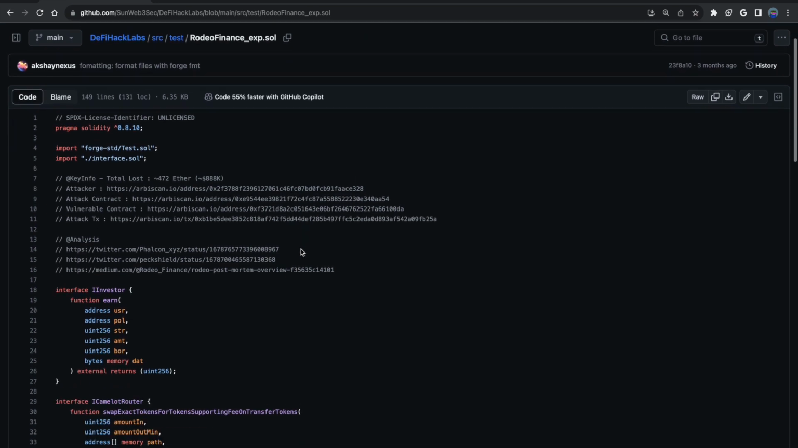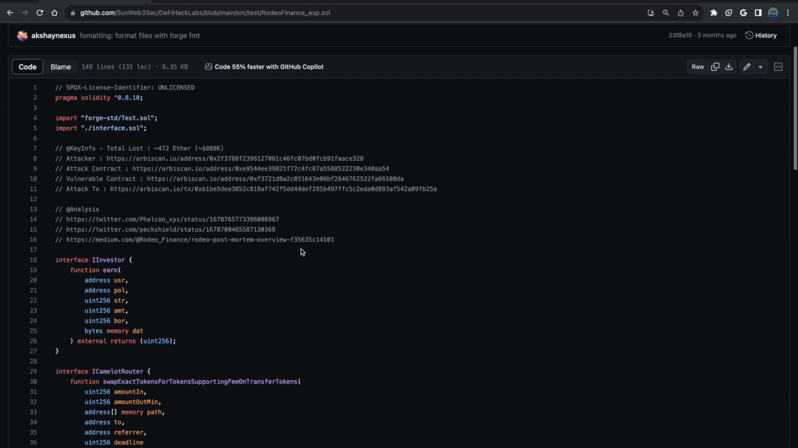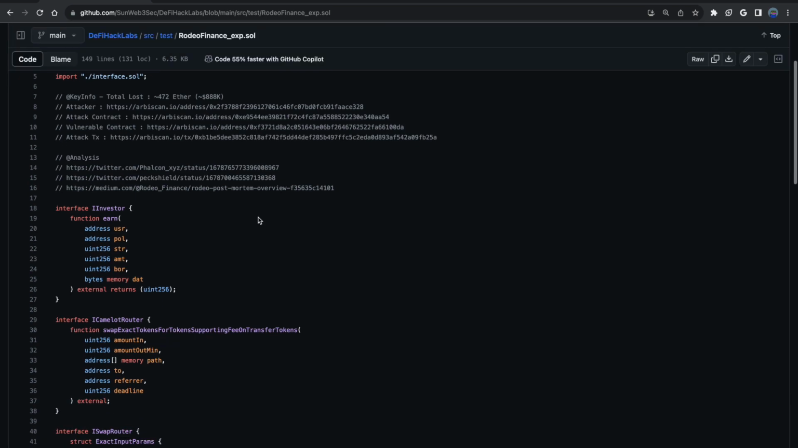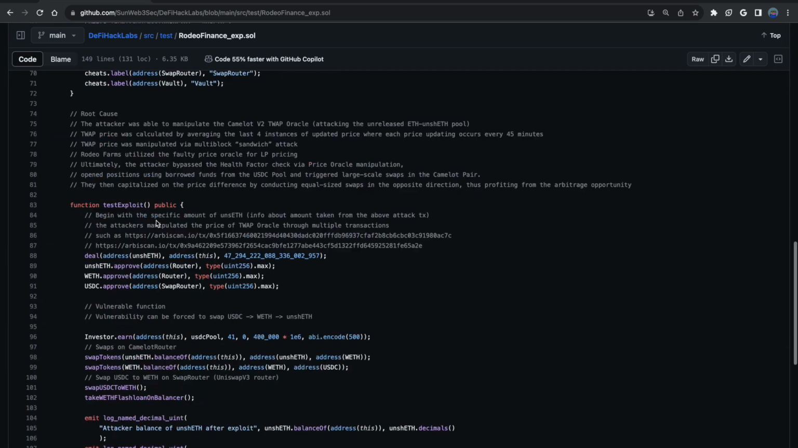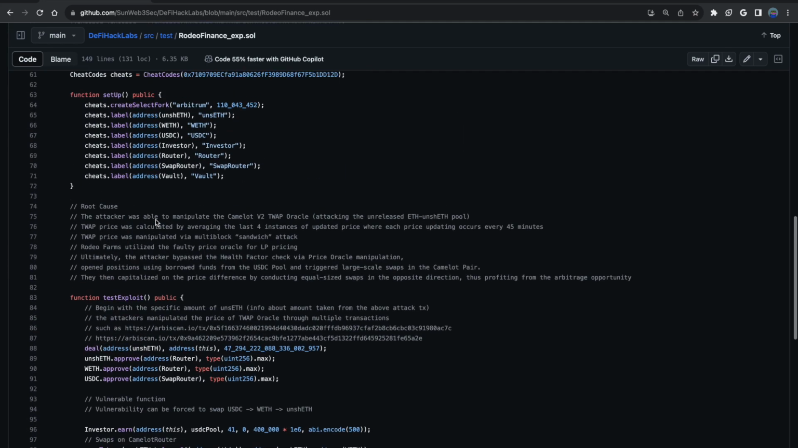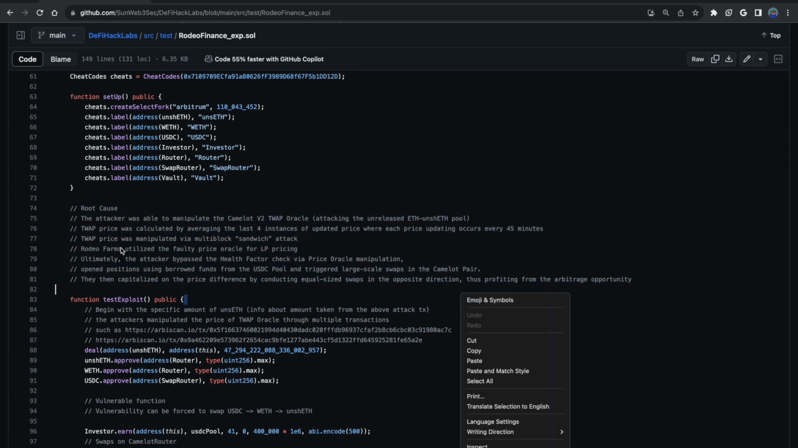So just to go ahead and call out, the root cause of Rodeo Finance was using an improper oracle, and it resulted in an attacker exploiting their protocol. So essentially, we're not going to go through each line of code here, but we're going to cover the high level pieces. So this is a great overview of the root cause.